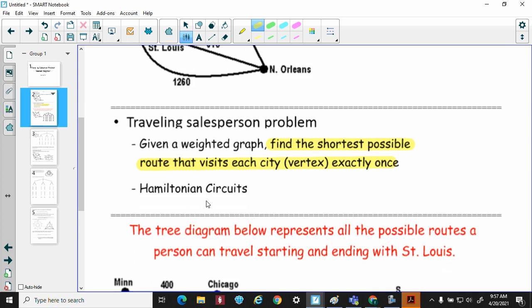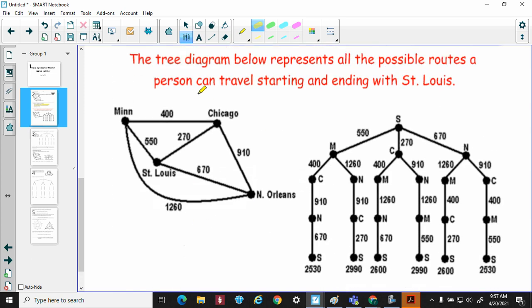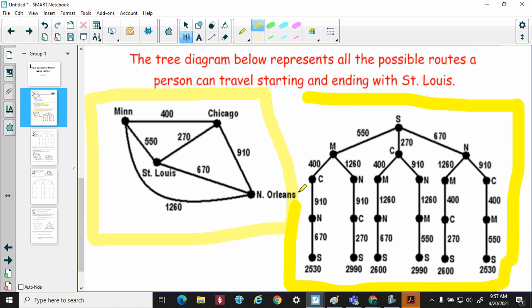All right, so here is our first little example. Now this is the final product. What we have here is our map that you'll be starting out with, and then you also have a tree diagram which you'll be creating. All the tree diagram does is represent all the different ways that you could start at St. Louis and visit all of the different cities. Now, when you're dealing with Hamiltonian circuits, there are many possible routes. That's why, if you look, at the end you have basically 6 final destinations.